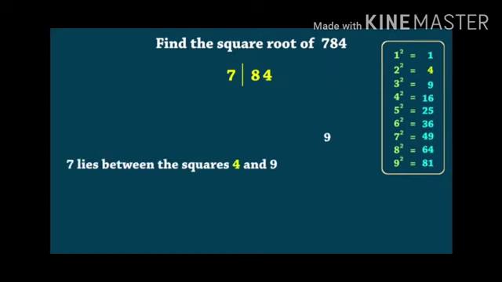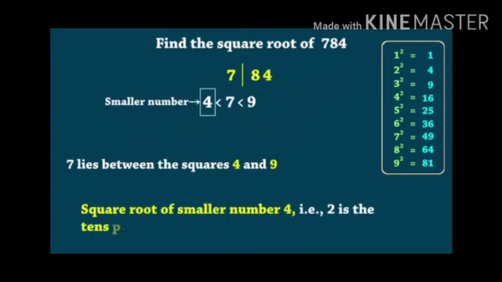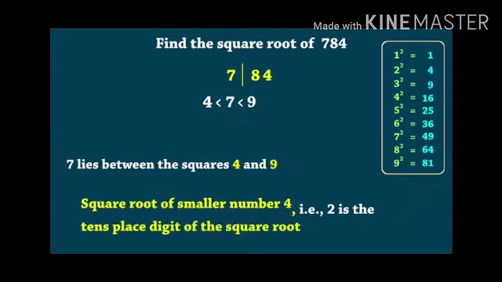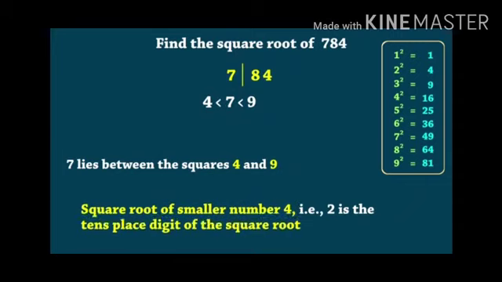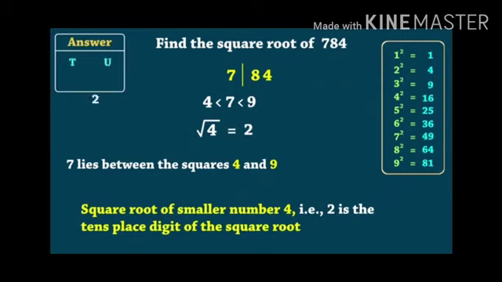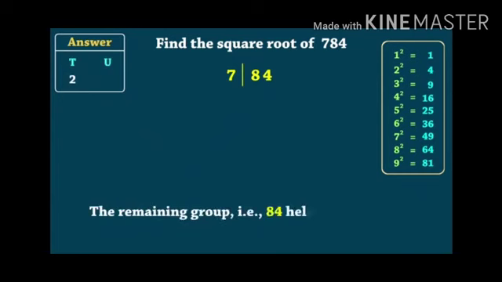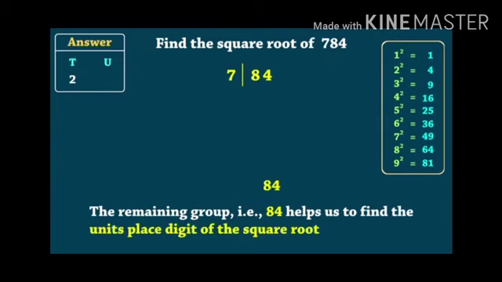Now see, 7 lies between 4 and 9. Isn't it so? Now the square root of the smaller number 4 is 2. So we will have 2 as the tens place digit of the square root. So we got the tens place of the square root of 784.